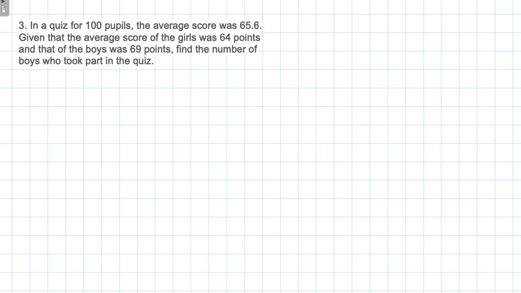In the quiz, there are 100 people and the average score is 65.6. When you see this, you know the average score is 65.6.